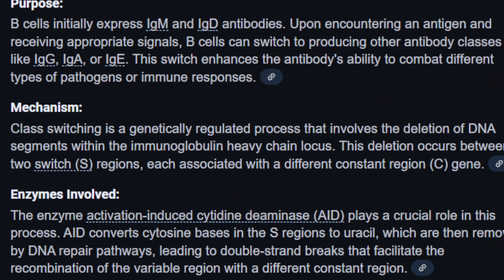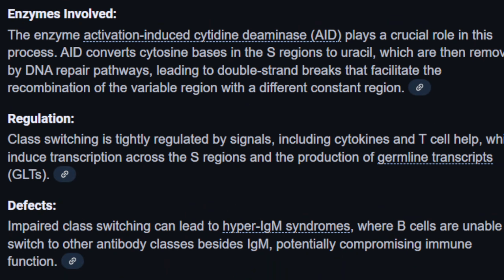The B cells initially express immunoglobulin M and immunoglobulin D antibodies. When they find an antigen and receive appropriate signals, the B cells can switch to produce other antibody classes like immunoglobulin G, immunoglobulin A, or immunoglobulin E. This switching enhances the antibody's ability to combat different types of pathogens or immune responses. This is important here. If there's a defect in class switching, you can have a disease called hyper IgM syndrome.